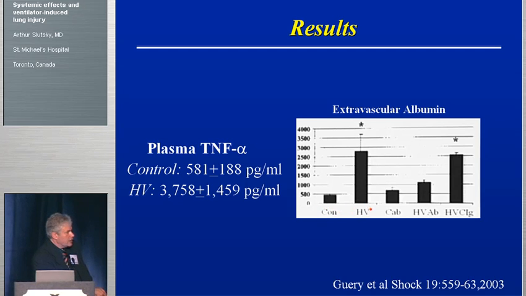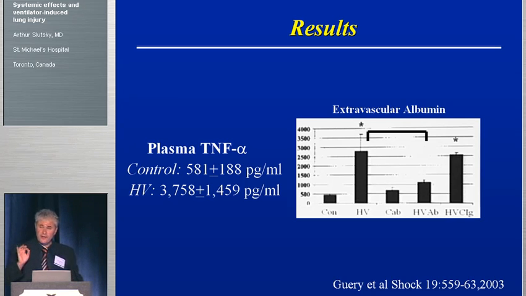Here's with high volume ventilation, not surprising, an increase. This is a control antibody with a control group, so an antibody with small tidal volume, actually just a control, not important for the moment. Here's high volume with a TNF antibody. You can see that that caused a marked decrease in extravascular albumin. When they used high volume with a control antibody that doesn't bind to TNF, you can see no change. So this suggested that in terms of the lung, TNF probably is important in ventilator-induced lung injury, because blocking the TNF decreased extravascular albumin.